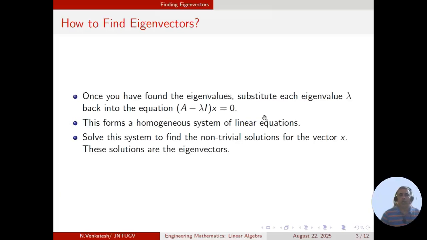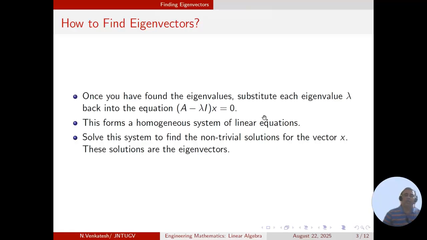Now, in the last lecture, we had discussed the characteristic equation, that is, determinant of A minus lambda I, and equate it to 0. You can find the lambdas. The lambda is the eigenvalue. Once you know the eigenvalues, if you substitute that eigenvalue here, then it will be of the form Ax equal to 0. That is a system of homogeneous linear equations.